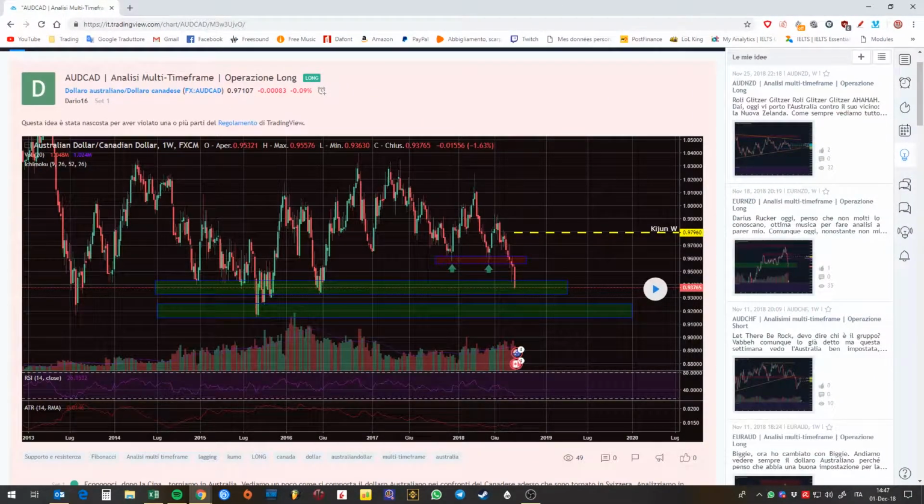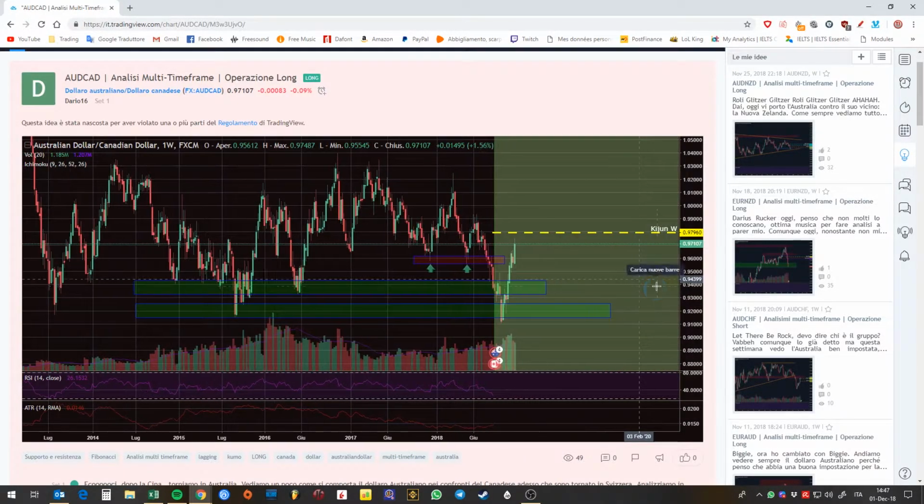let's see if the position would have gone on take profit. So the take profit is around here. I know it for sure because I tend to go on the Kijun weekly or around there. So let's see. Okay, so the position would not have gone on take profit. So we can cancel this.